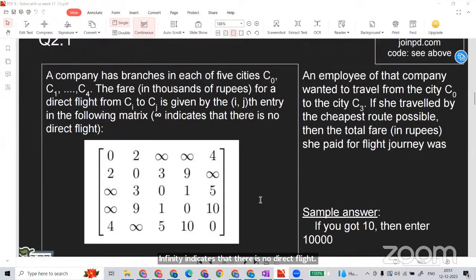Then the question is, an employee of the company wants to travel from city C0 to city C3. So C0 is here and city C3 is here. If she travels by the cheapest route possible, then how much total fare will she pay for the flight journey? So all of you try this problem. Try to solve this.